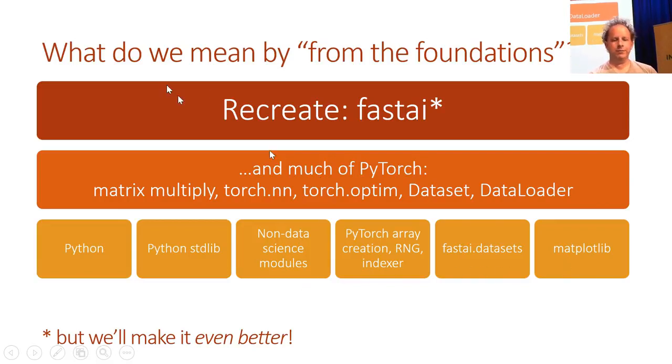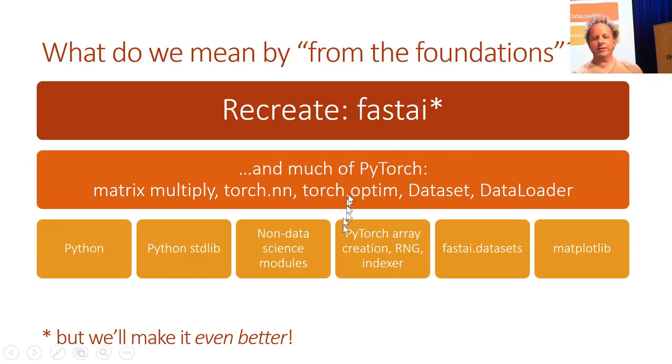So we're going to try and recreate all of this from that. And then the rules are that each time we have replicated some piece of fastai or PyTorch from the foundations, we can then use the real version if we want to. Okay? So that's the game we're going to play.